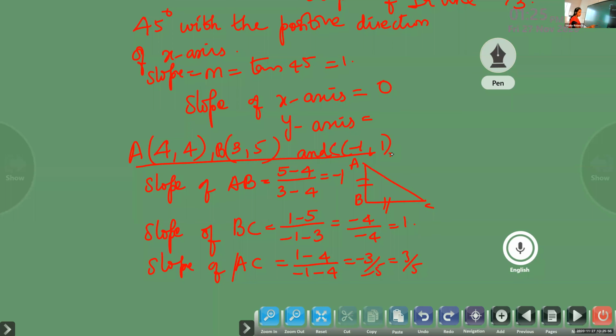Now here, slopes are not equal. What about the slope of AB into the slope of BC? It is -1, isn't it? The slope of AB into the slope of BC is -1. That is a right angle. They are perpendicular, therefore it forms a right angle triangle.